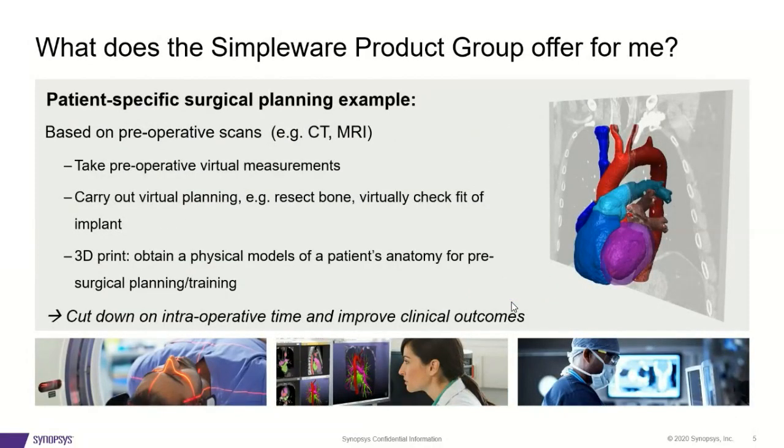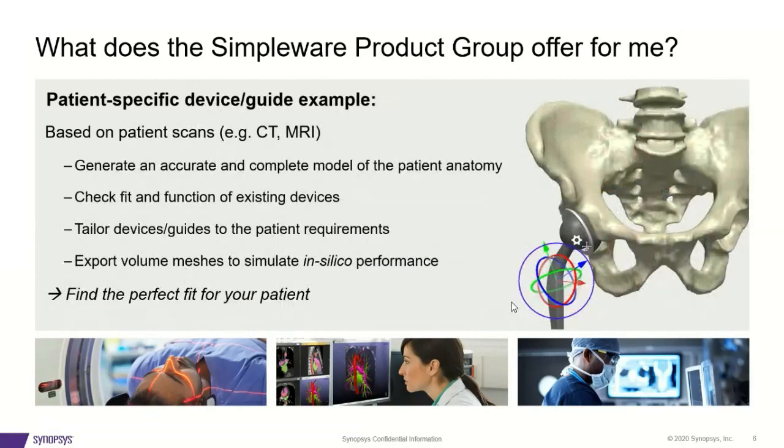So what does the Simpleware product group offer me? I'd like to start off with patient-specific surgical planning, an example of which is based off preoperative CT or MRI scans. This is where you can take preoperative virtual measurements, carry out virtual planning, for example resecting bones virtually, checking the fit of implants, and also 3D printing, where you can obtain a physical model of a patient's anatomy for pre-surgical planning or training. The idea here is to cut down on intraoperative time and improve clinical outcomes.